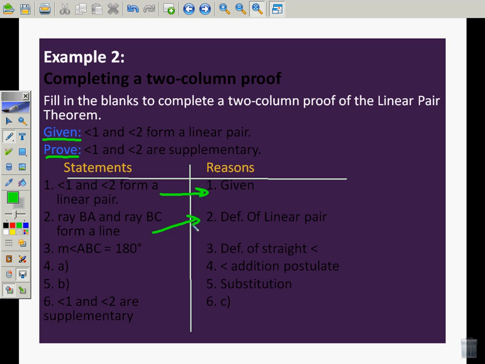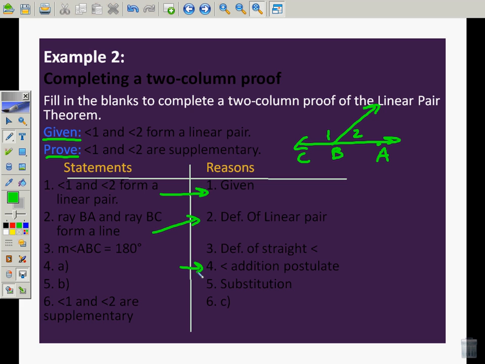Because if we draw this angle here, we're going to draw this picture. Angles 1 and 2 form a linear pair. Well, BA and BC form a line. It's the definition of a linear pair because they form a line. Angle ABC is equal to 180. Well, that's the definition of a straight angle because this is a straight angle. ABC is a straight angle. And so when we look down in number 4, we notice that the reason is the angle addition postulate.